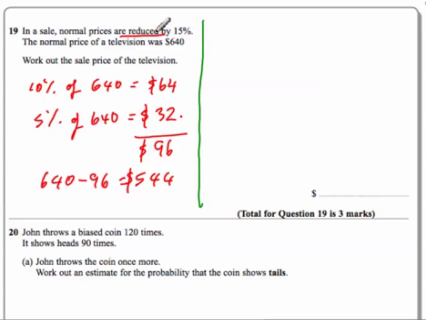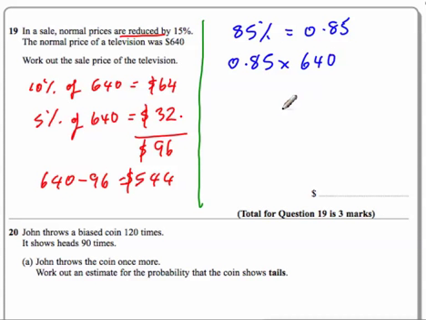If I start with 100% and I take 15% off, what do I end up with? Well, I end up with 85%, don't I? Now, what's 85% as a decimal? Well, we just divide this by 100 and we end up with 0.85. So if I do 0.85 times 640, that is the same as taking away 15% of 640.